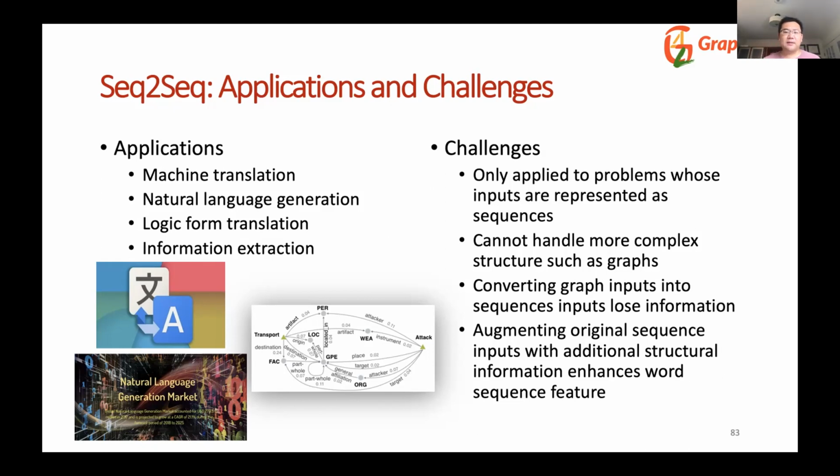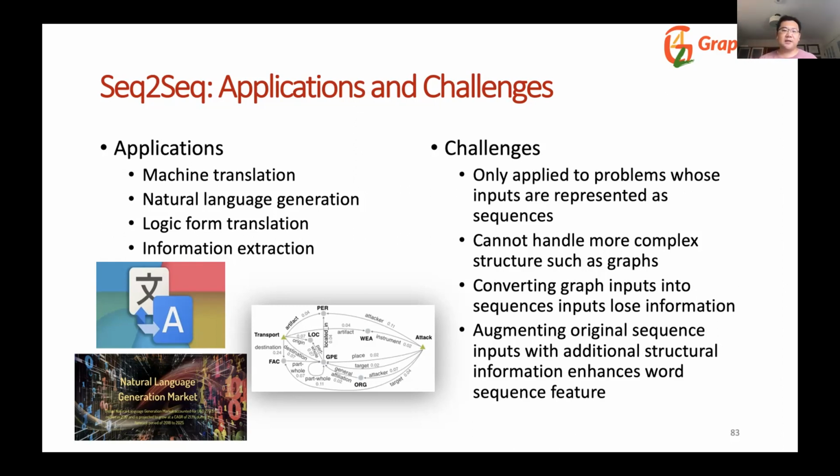Despite the great success of the sequence model, there are several challenges associated with it. First of all, it is only applied to problems where the input is represented as a sequence. But in reality, the input could be much more complex, for example, the graph that we have talked about so far. If we have a graph input, then you have to convert the graph to a sequence, and then you will lose information.